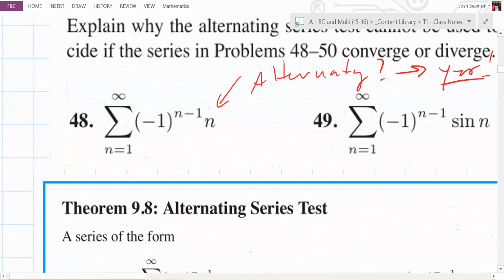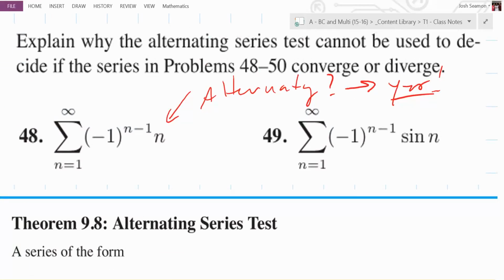So let's look at this series here. What does this series do? What's the first term? Plug in 1. What do you get? 1. Plug in 2. What do you get? -2. What's the next one you get? 3. Then what? 4. And then 5. And then -6.